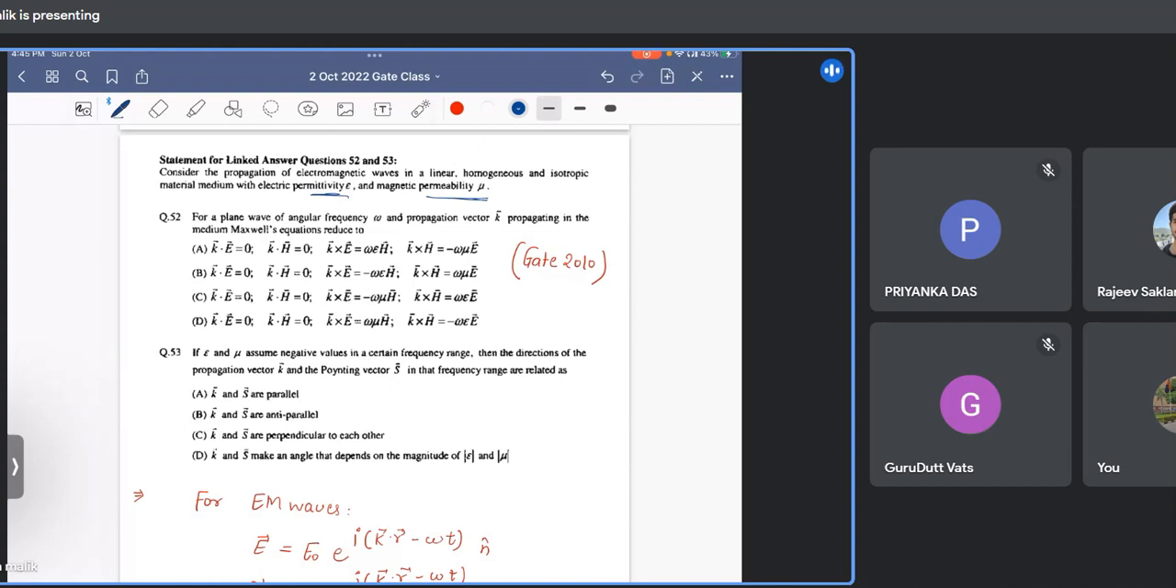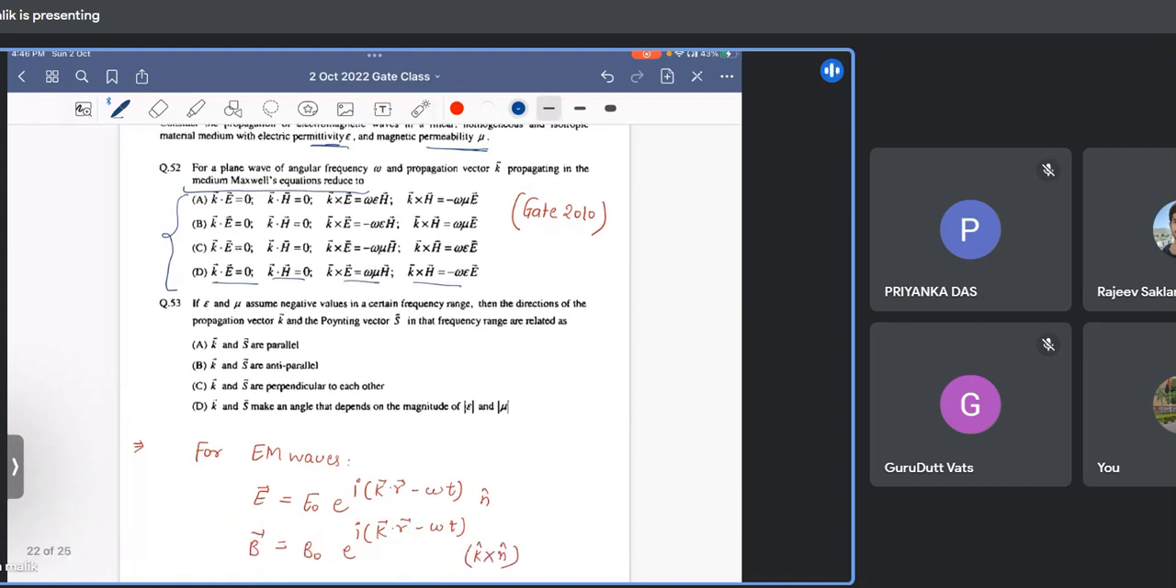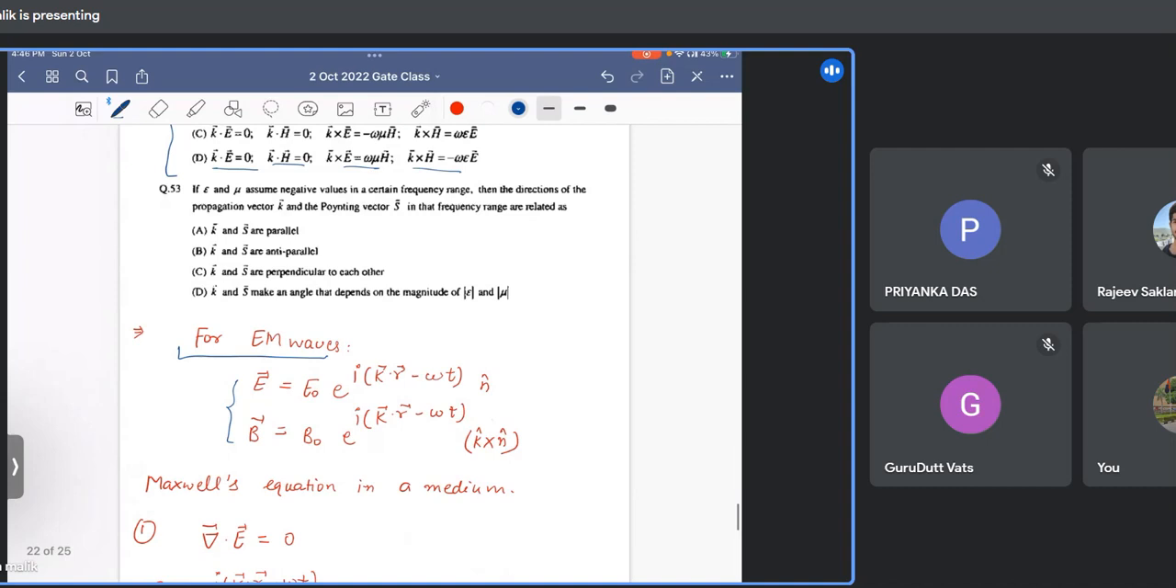Now we have to find which of the options from the Maxwell equations are correct. So we have four Maxwell equations and four options. Four terms are given and they are all coming from Maxwell's equations. The way to solve this question is to express your electric and magnetic field in terms of exponentials, just to simplify things.